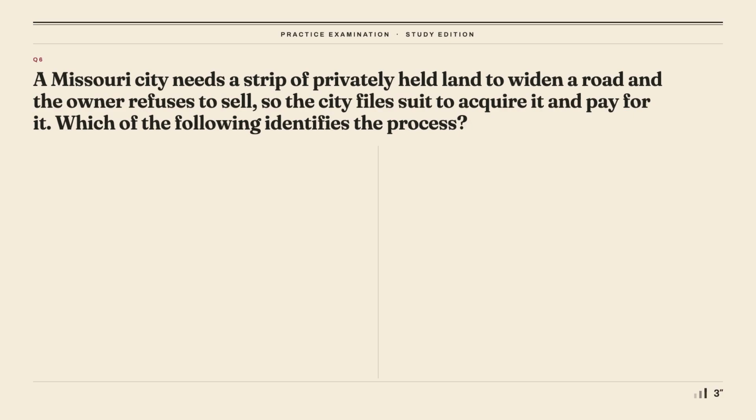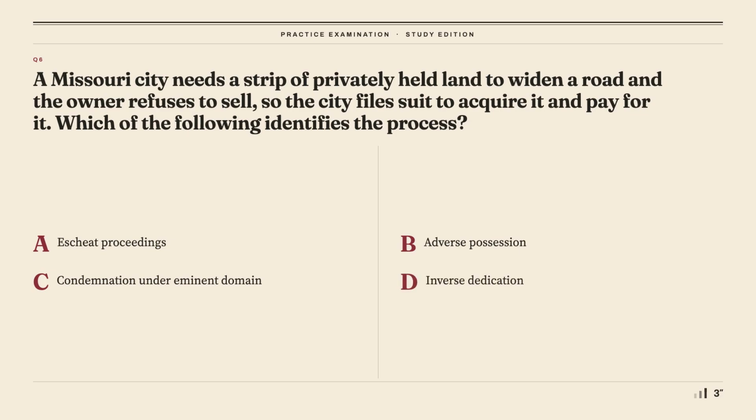Your options are A. Escheat proceedings, B. Adverse possession, C. Condemnation under eminent domain, D. Inverse dedication. Which would you go with? Lock it in before the reveal.